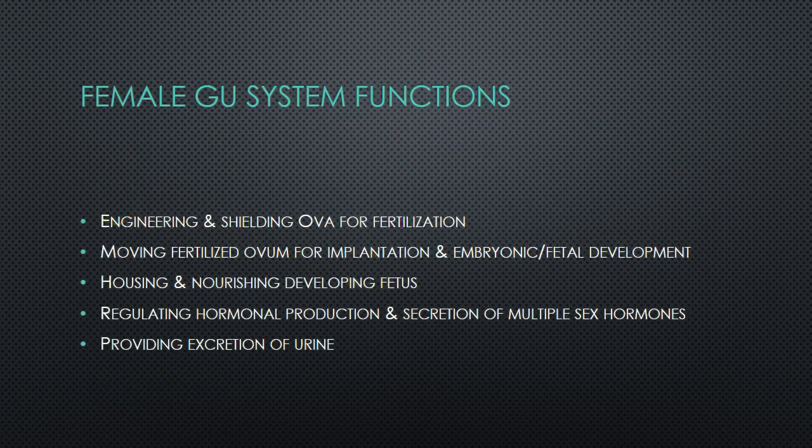Next, we have the functions of the female GU system. So with the female GU system, we engineer and shield the ova for fertilization. It moves fertilized ovum for implantation and embryonic fetal development. The GU system houses and nourishes the developing fetus, as well as regulating hormonal production and secretion of multiple sex hormones, and provides excretion of urine.